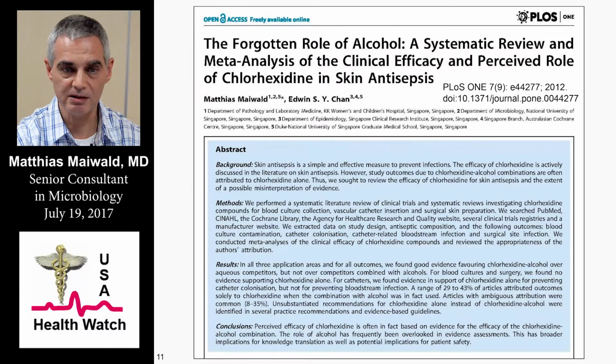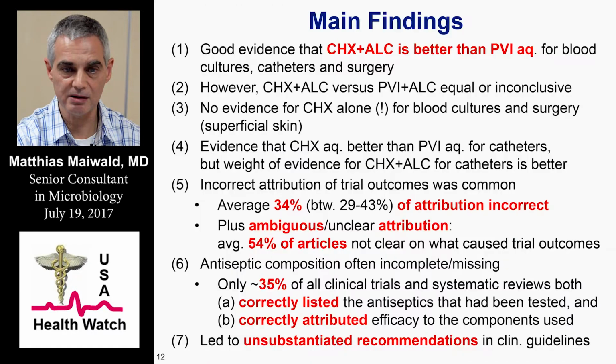Now, slide 11 shows the systematic review that was then subsequently published in PLOS ONE in 2012. And in slide 12, I will show you some of our main findings. So we found good evidence that chlorhexidine plus alcohol is better than povidone iodine on its own, meaning povidone iodine aqueous, for all three applications: blood cultures, vascular catheter insertion, and surgical skin antisepsis. However, at this point in time, chlorhexidine plus alcohol versus povidone iodine plus alcohol, meaning two antiseptics versus two antiseptics, was either equal or inconclusive. I will get to that a little bit later.